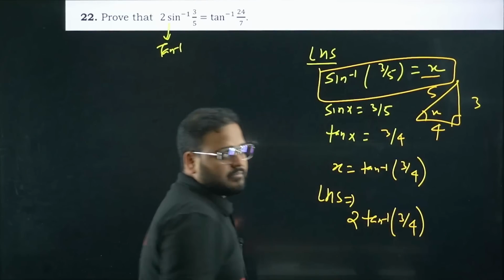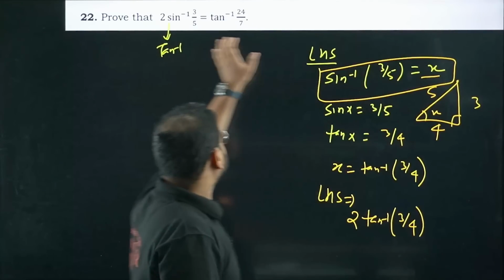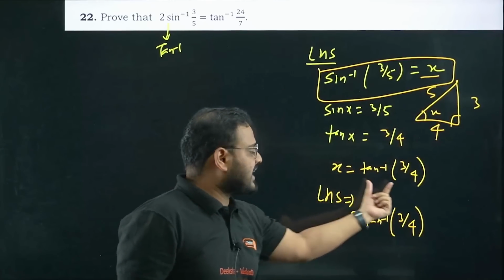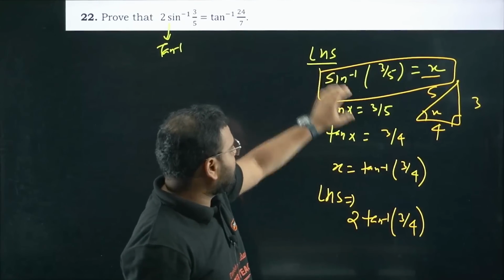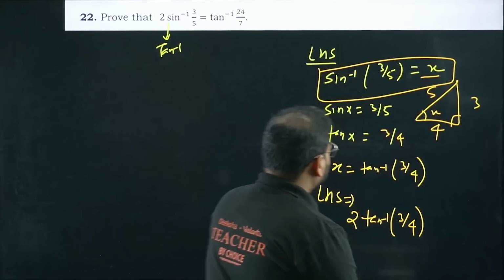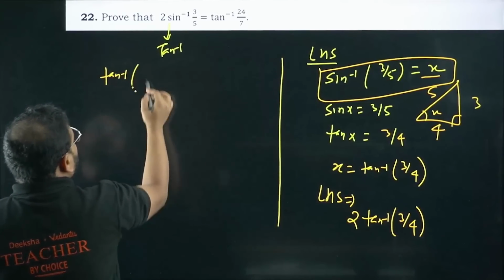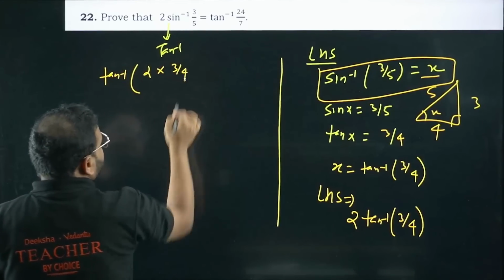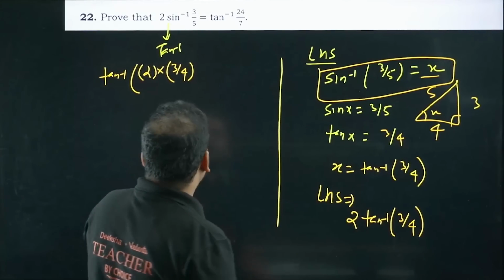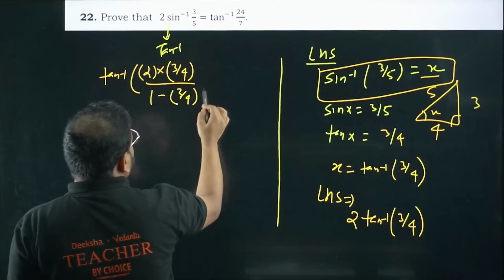I'll repeat this step if you're not getting it. I've taken this whole thing as x, and I'm getting this x as tan inverse. I'm replacing this whole thing directly by this value. Is that okay? What I'm getting is 2 tan inverse of x. What is the formula for this? Remember? So tan inverse of 2 times 3 by 4, okay? It's multiplication, 2 times 3 by 4 divided by 1 minus (3 by 4) squared.